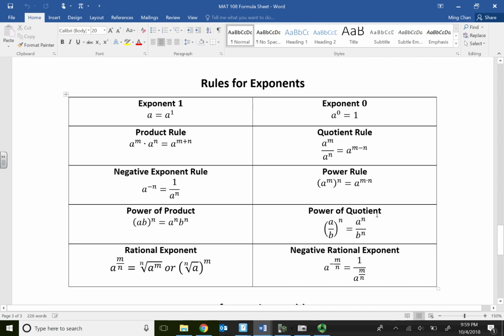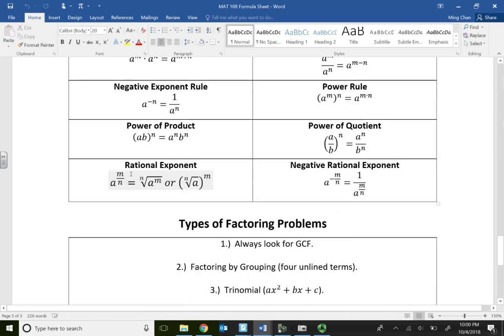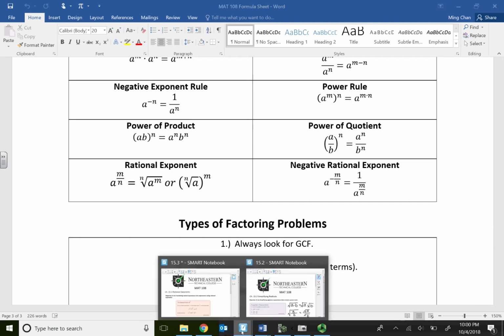Same thing with power of a quotient, where my a and b are dividing. Being part of the power rule, the outer exponent will multiply the exponent on the a and the b. So let's take a look at this thing called the rational exponent and negative rational exponents today.